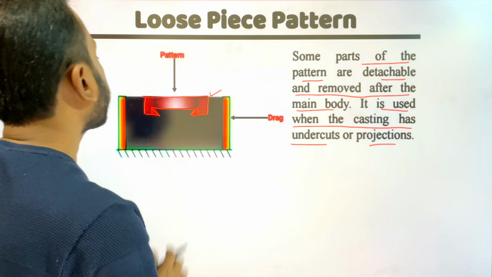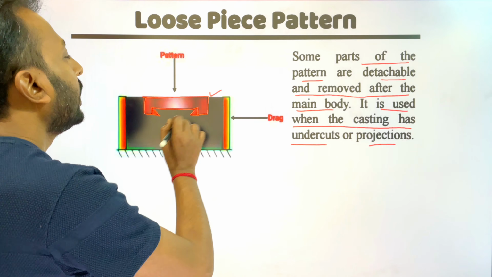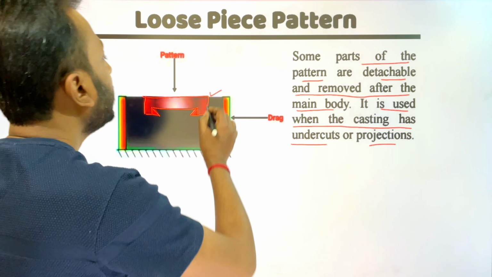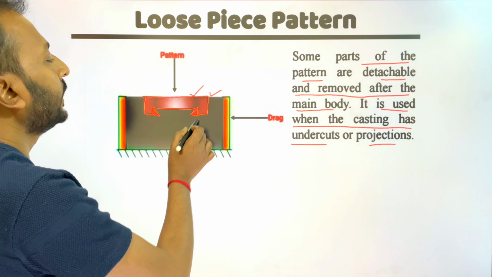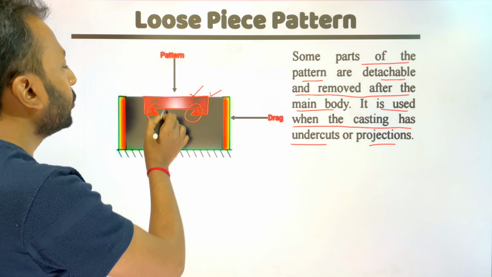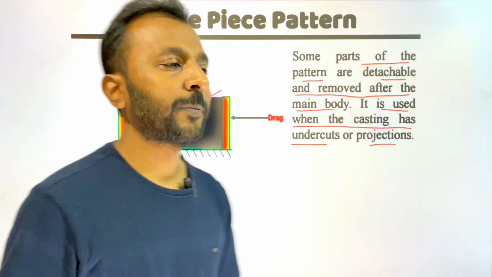When a one piece pattern is very complicated or impossible to remove from the molding box, loose pieces are used in the pattern, and that pattern is called loose piece pattern.